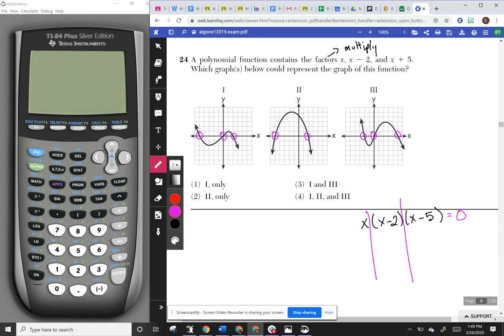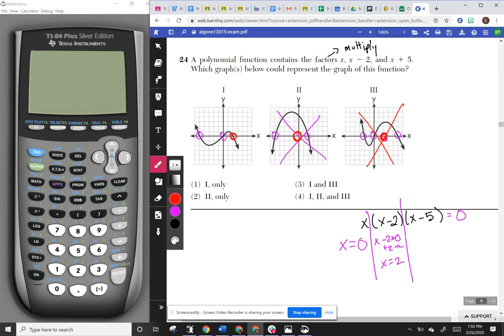So we actually have to find, for each one of these factors, when we set each one of them equal to 0. So the first one is x equals 0. And that gets rid of graph 2 because you can see right here the function does not cross at 0. Okay, let's continue. We got x minus 2 equals 0. We add 2 on both sides. We get x equals 2. So we're looking for it to cross at 2. This one, in option 3, it does not. So it can't be 3.